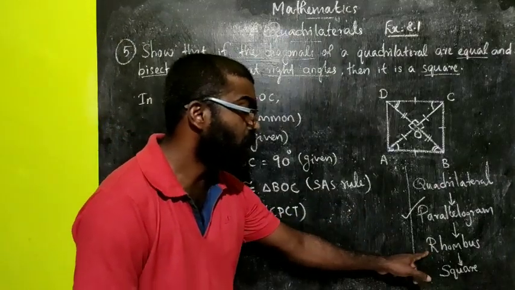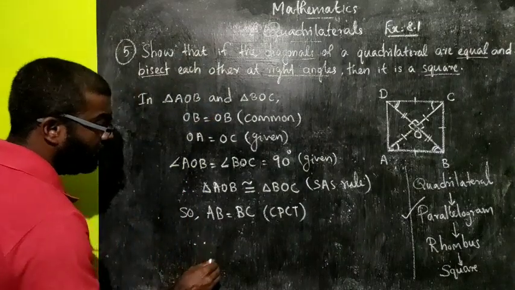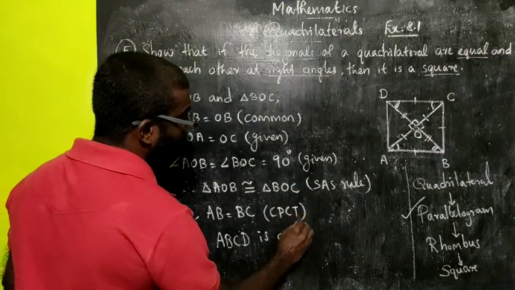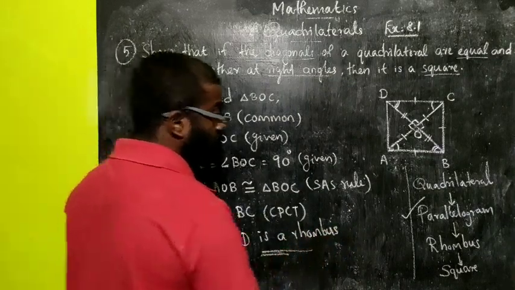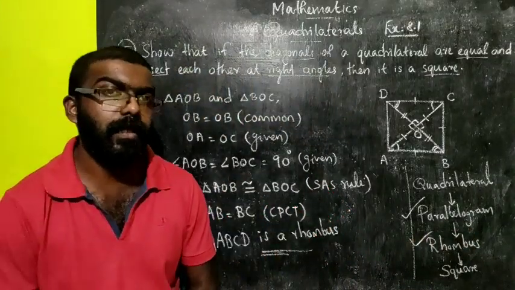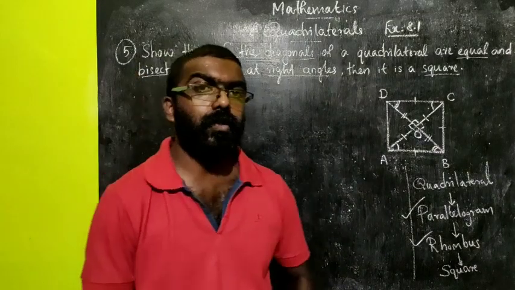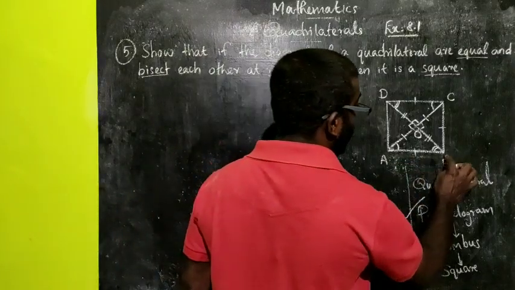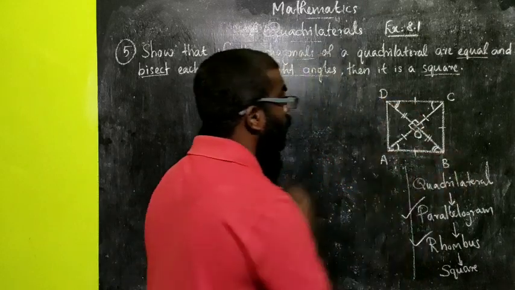Therefore, what we can conclude? It is a rhombus. So here we can write, therefore ABCD is a rhombus. So the second step is also over. Now we can prove it is a square. So to prove ABCD is a square, we have to take the triangles ABC and BAD.